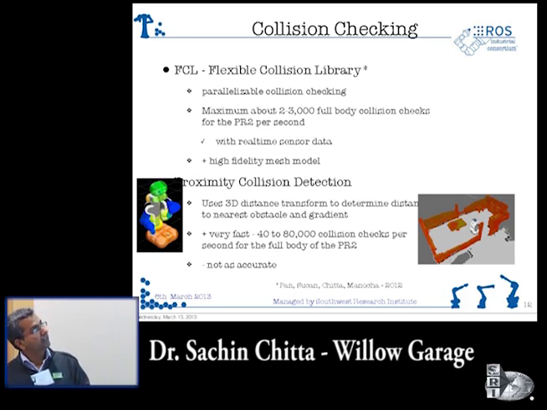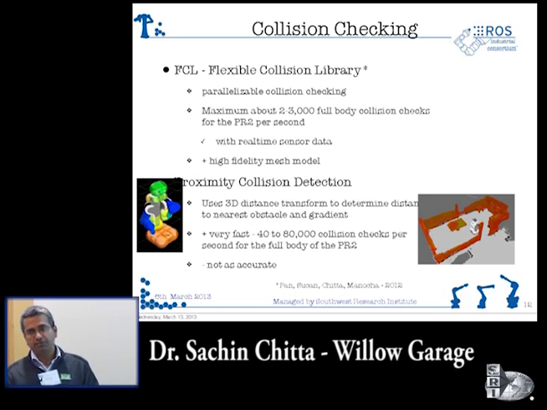So the other advantage of FCL is it's parallelizable. So this allows you to build applications where you can make things really fast. And you can see for the whole body of the Pier 2, right now we're capable of about 2,000 to 3,000 full body collision checks per second. This includes collision checks with the environment.